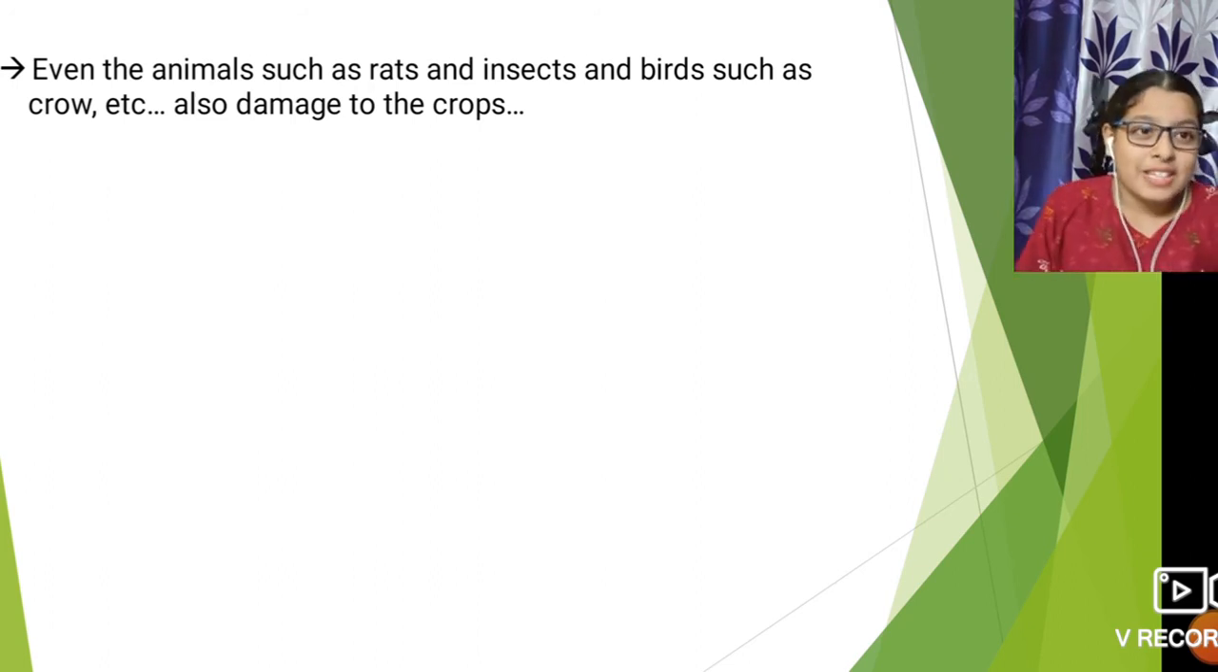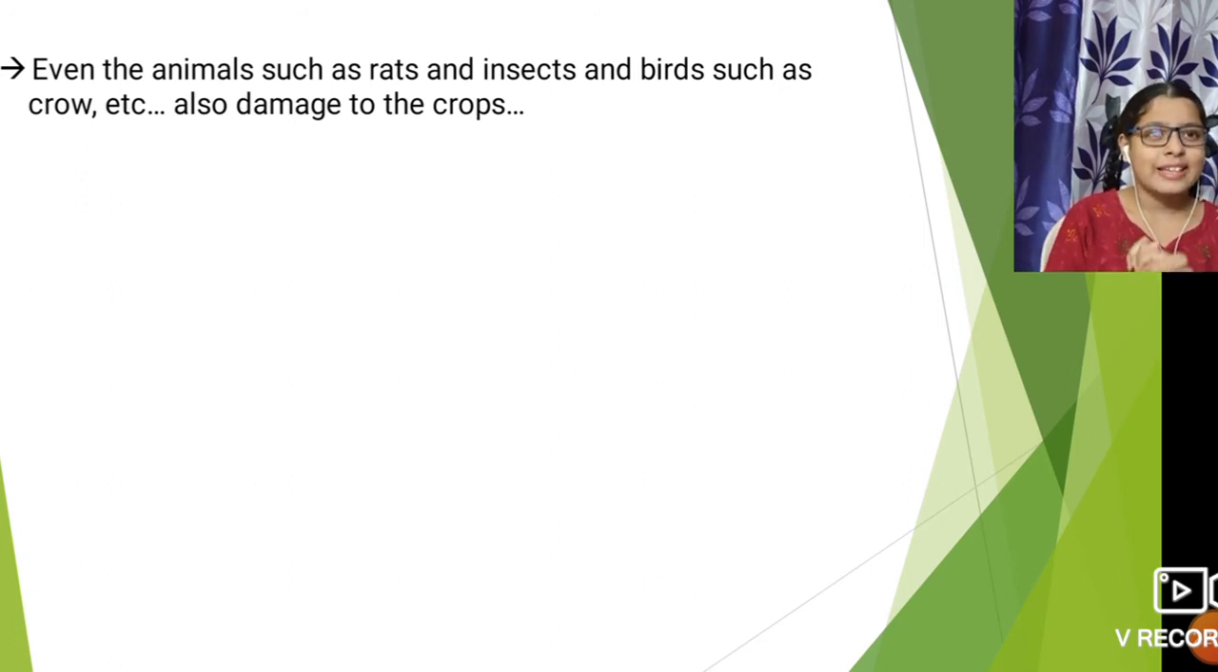For example, if the farmers have planted a bean crop in a field, after it has grown and the vegetables have started growing, these animals go there and silently grab some beans, and they go to their houses.